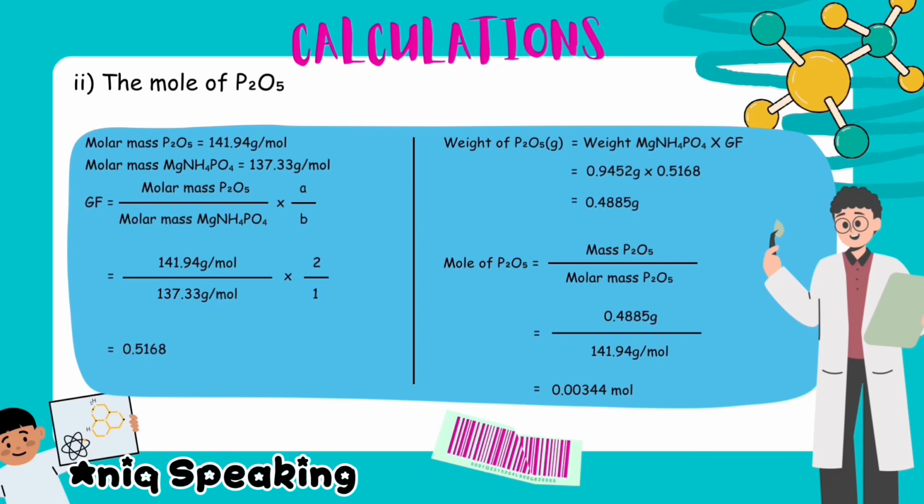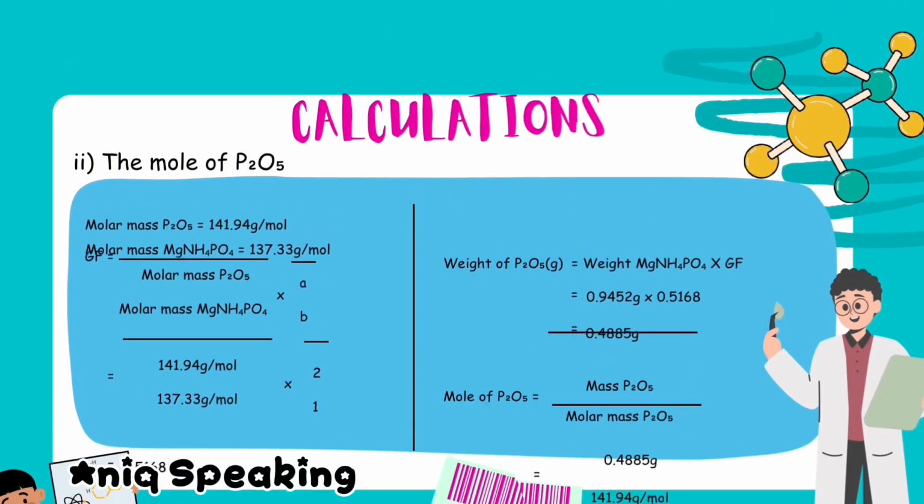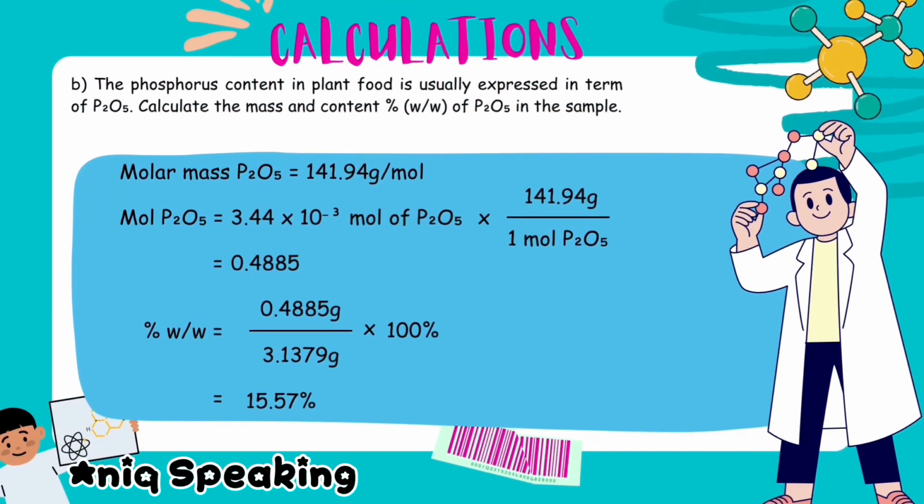Molar mass of phosphorus pentoxide is 141.94 gram per mole. So we use the same technique to calculate this mole as before. So the answer, mole of phosphorus pentoxide, is 0.00344 mole. Next, B. The phosphorus content in plant food is usually expressed in terms of phosphorus pentoxide.